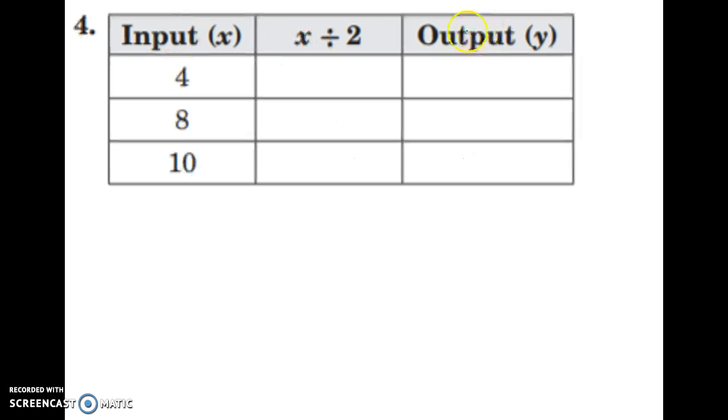Here is input-output number 4. Here, again, we have 3 inputs. Notice this time, in our expression we're dividing. So whatever value we have for x, we're going to divide it by 2. And that's going to give us an output, which is our y value.